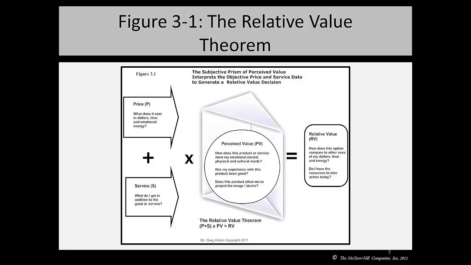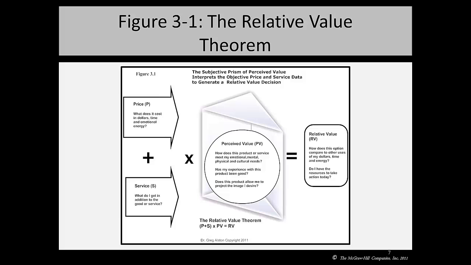But you'll see here in the graphic that the price and cost information filters through this prism of perceived value before that relative value determination is made. And this perceived value is different for every individual. It's different for whoever's doing the perceiving. It's different based on the stakeholder. And what the stakeholder is saying when they look at your price offering and your service offering is, how does this product or service meet my emotional, mental, physical, or cultural needs? Has my experience with this product before been good? Do I mistrust these people? Do I trust these people?